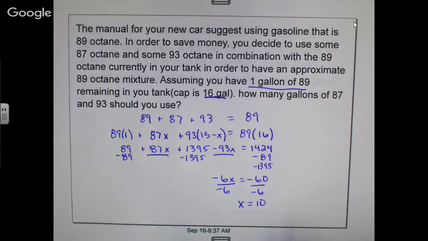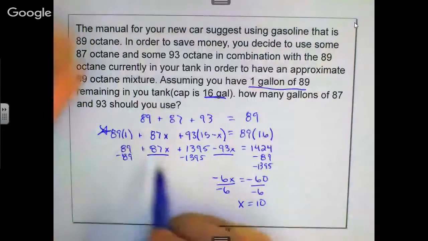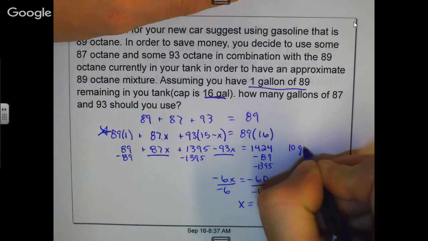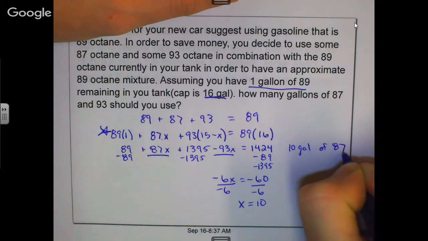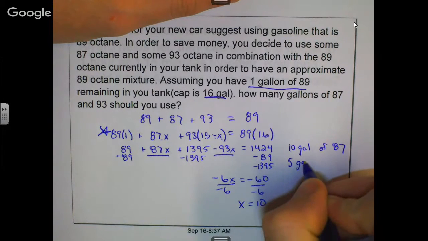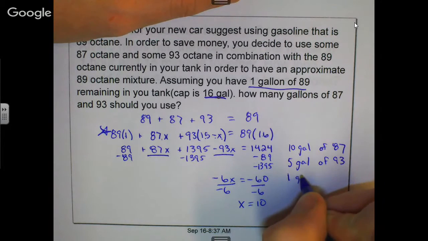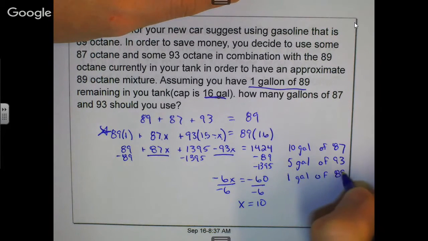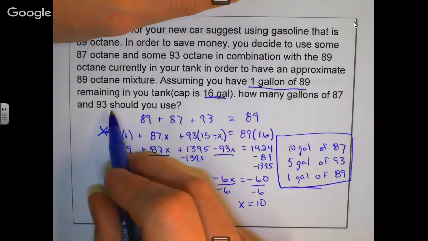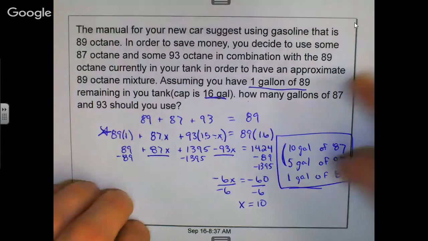So you have 10. Now, read back up through your problem here in this equation right here, okay, and you'll see that x goes with 87. So you have 10 gallons of 87 and 15 minus 10, 5 gallons of 93. And if you want, you can put 1 gallon of 89. But again, the question just asked for how many gallons of 87 and 93. So really, these two right there were the only ones really needed. Okay.